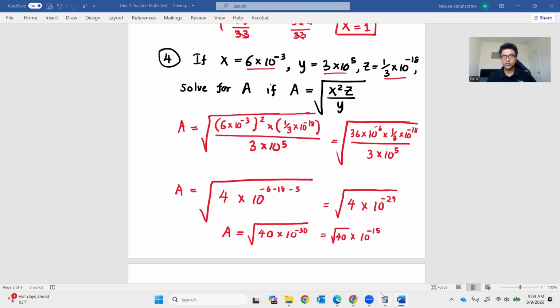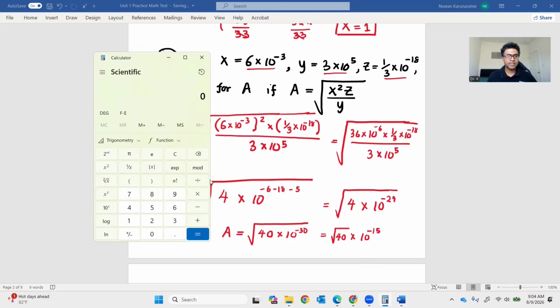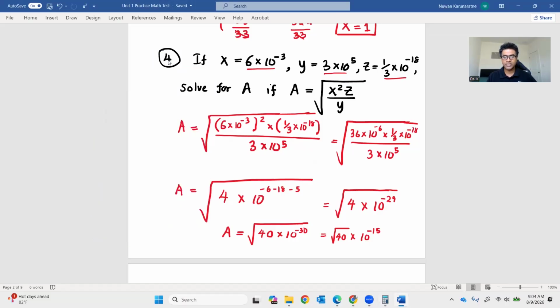So let me show you the calculator. So let's see square root, 40. Yeah, it's this one. Yeah, can you see square root of 40 is 6.32. It's 6.32. So then the answer is 6.32 times 10 to the power minus 15. And that's the final answer for A for those substituted values.